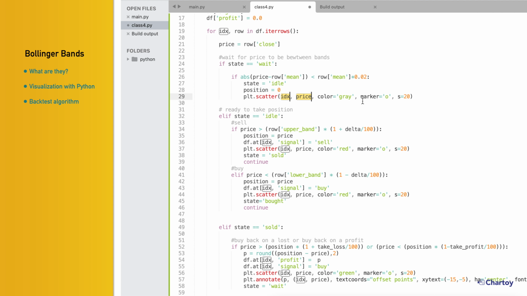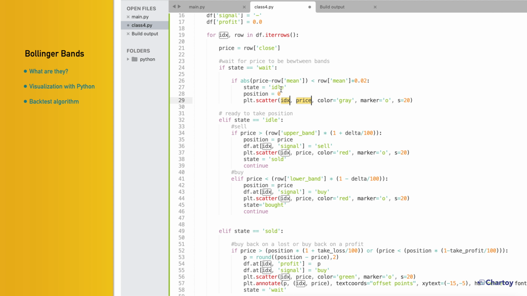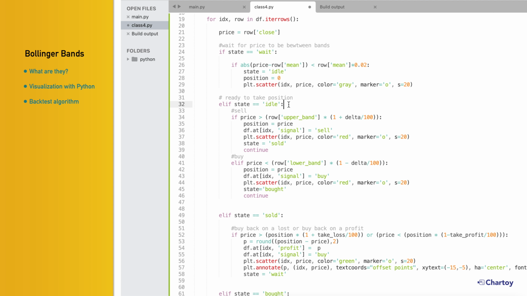So once we're ready to take a position, we are in idle state. Let's see what happened in idle. So in idle state, we can sell or buy, one of these two options.